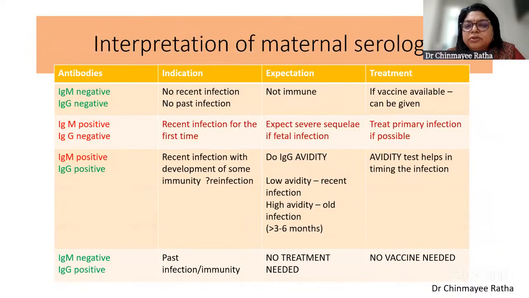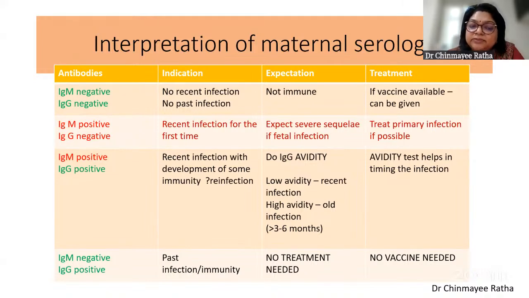So the interpretation of the maternal serology is very important. When you have the TORCH report in front of you, if you have an IgM negative and an IgG negative, it means neither recent infection nor past infection. It also means there is no immunity available. And if there is a vaccine, it's a good idea to give the vaccine. If it is IgM positive and IgG negative, then it could be either a false positive or it could be a recent infection for the first time. You expect severe sequelae if it is in the fetal period, where suddenly an IgM is positive and IgG is negative, and you try treating the primary infection.